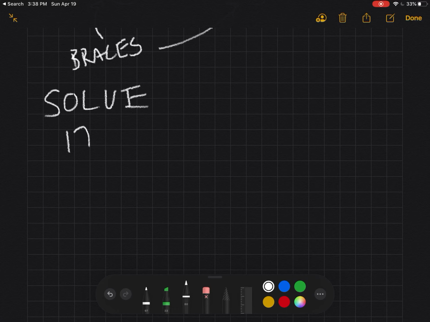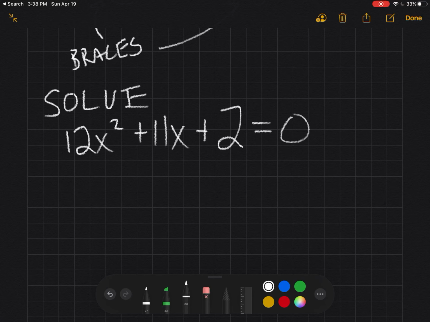Let's do another example using the zero product property, one that's a little bit harder to factor, so you guys can have some practice watching me factor that as well. So let's solve this equation here. Let's say we have 12x squared plus 11x plus 2 is equal to 0.